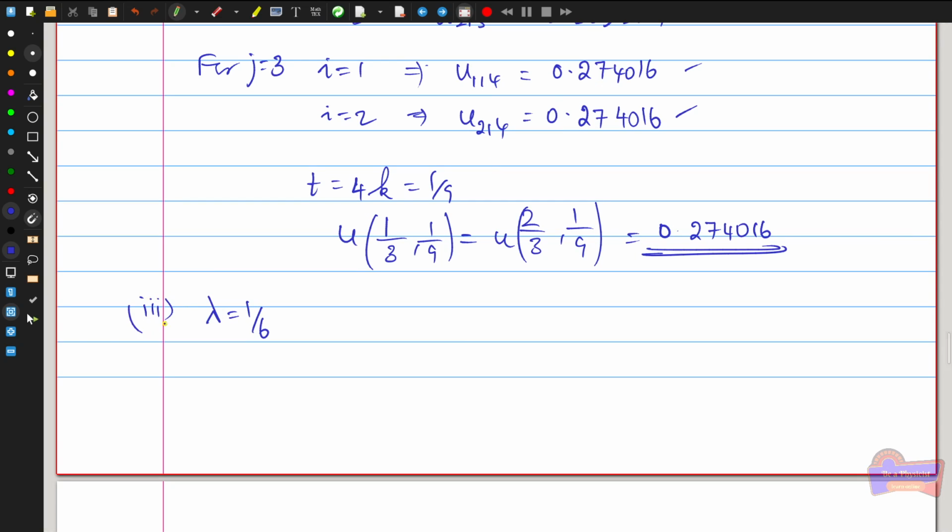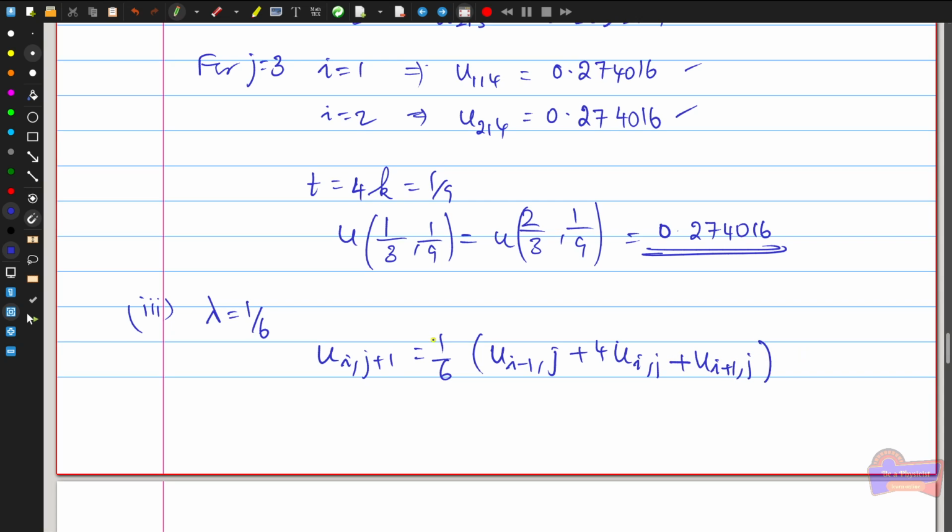The third section, lambda equal to 1 by 6. The schematic equation for this can be written as u of i comma j plus 1 equal to 1 by 6 times u of i minus 1 comma j plus 4 times u of i comma j plus u of i plus 1 comma j, where j is running from 0, 1, 2, 3, 4 and 5, and i is running from 1 and 2.